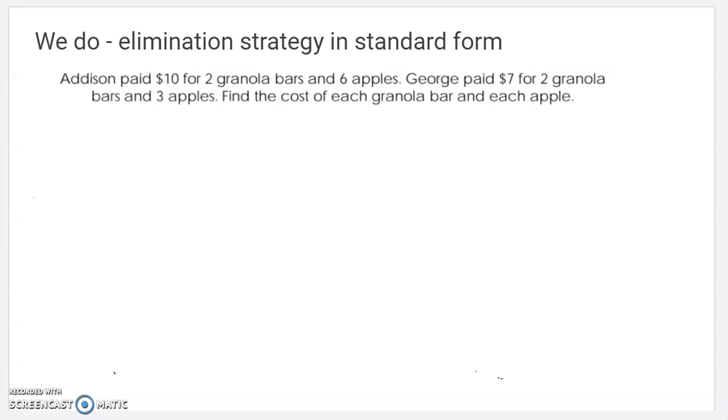Okay, on to we do. We're going to do two, so leave yourself maybe half a page for the standard form one, half a page for the slope-intercept one. So we're going to start with one in standard form.